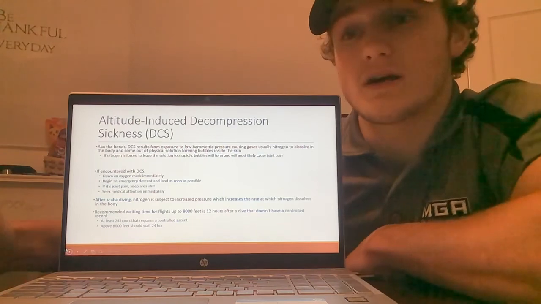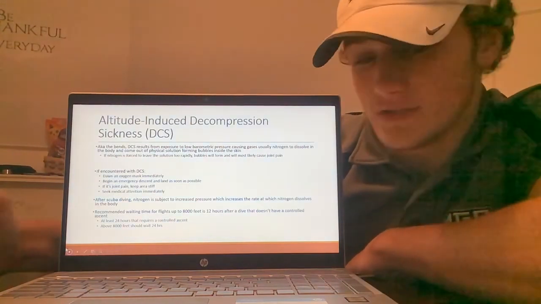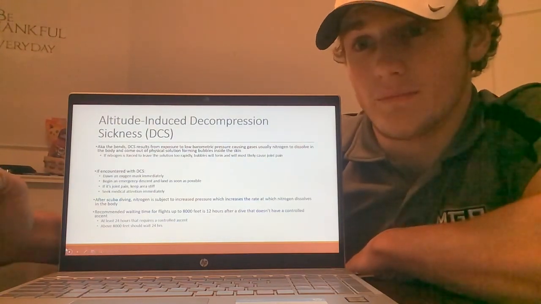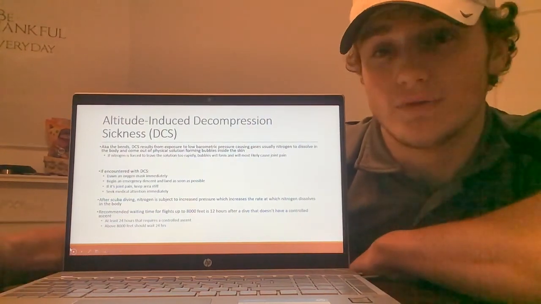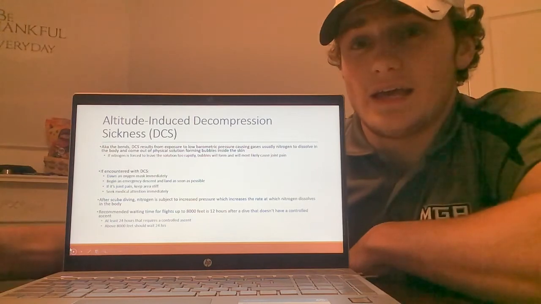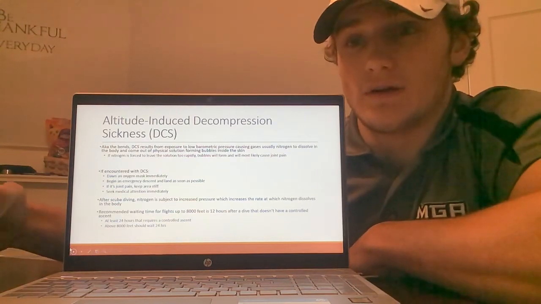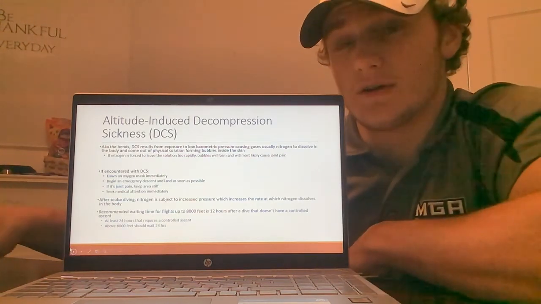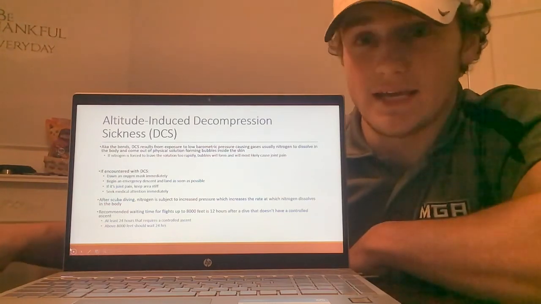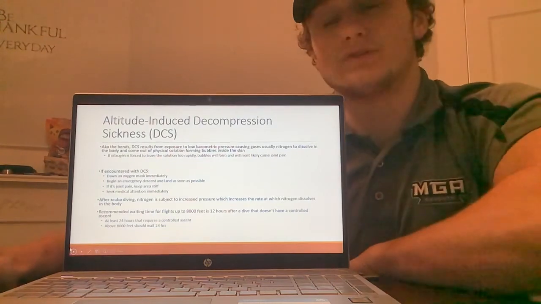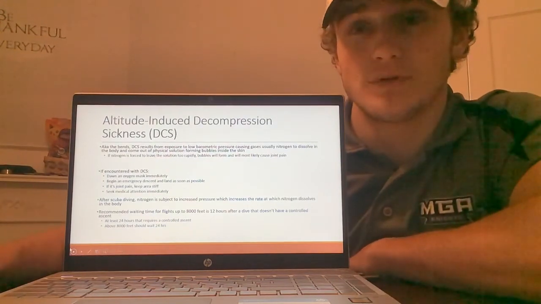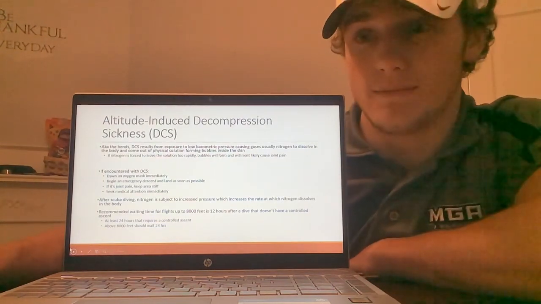And say if you come across this situation, what you want to do is don an oxygen mask as soon as possible. This will increase the amount of oxygen in your body, and you want to start an emergency descent and landing as soon as possible, so that the person can try to get into a hyperbaric chamber so that they can counteract the bends.